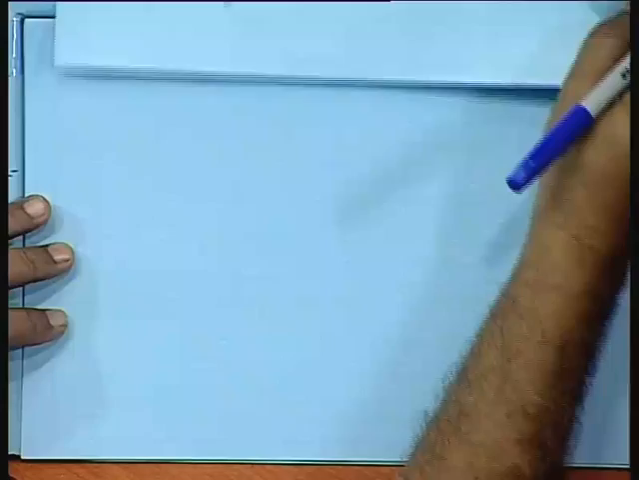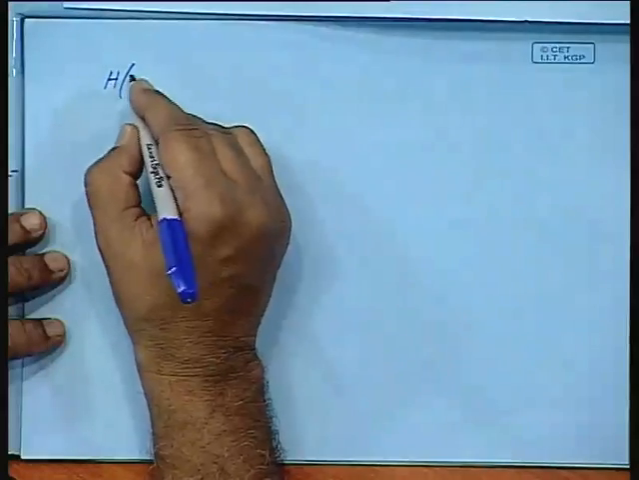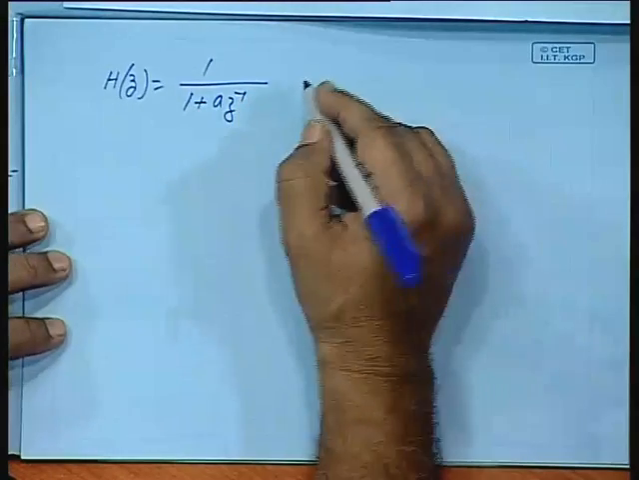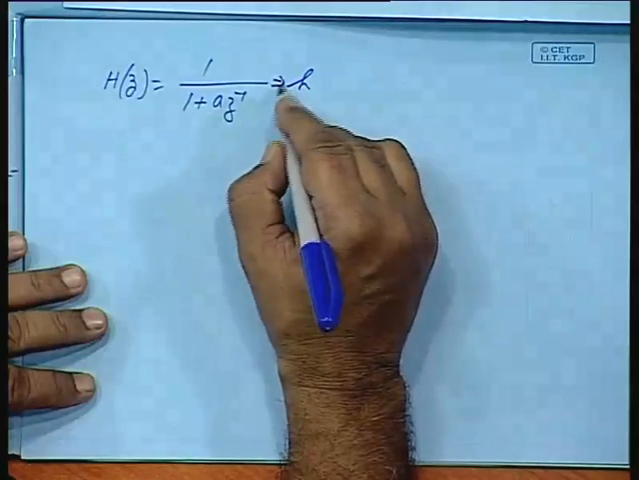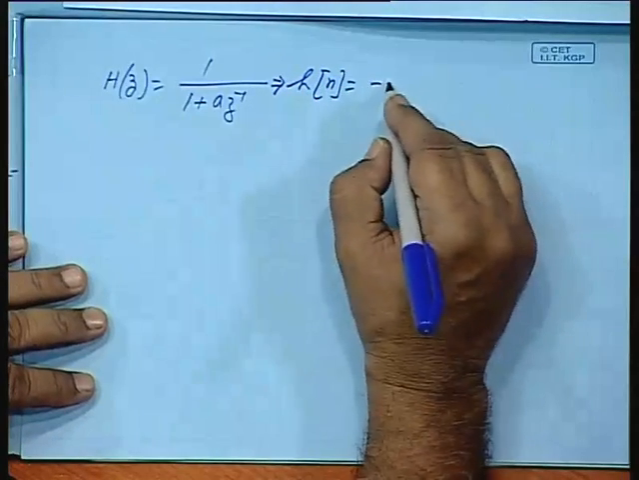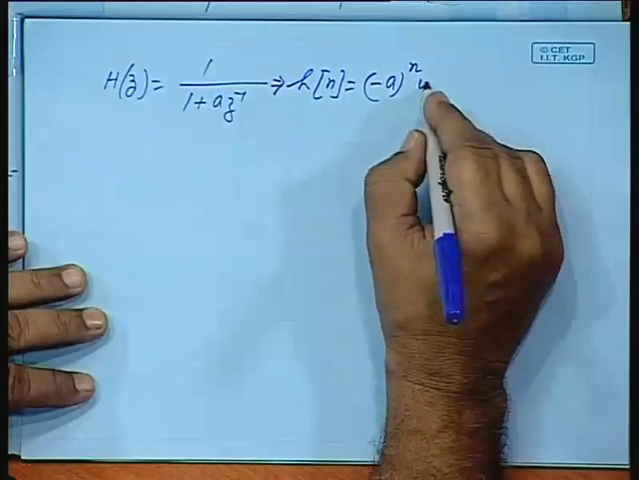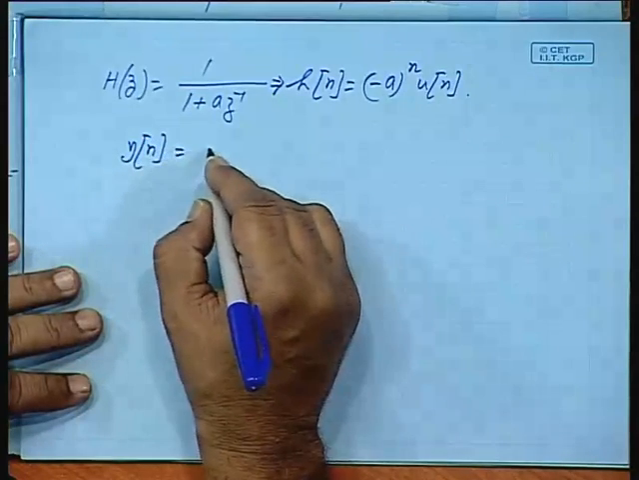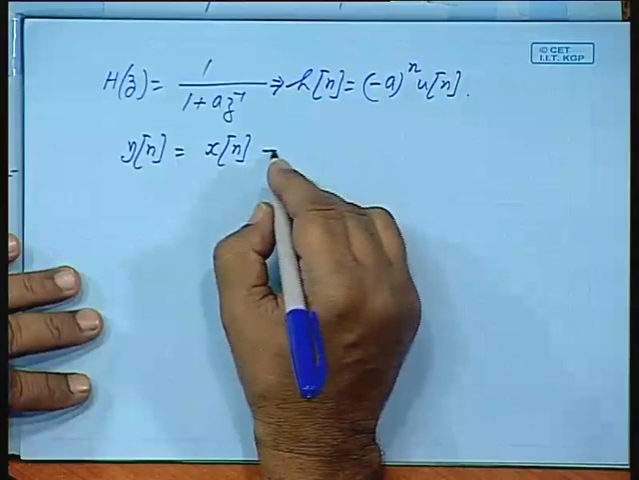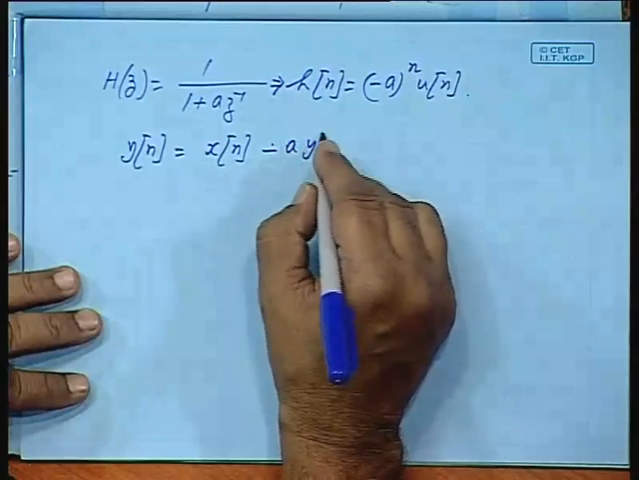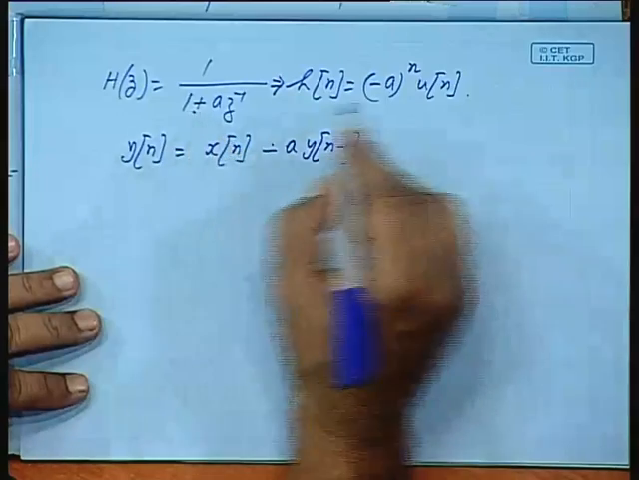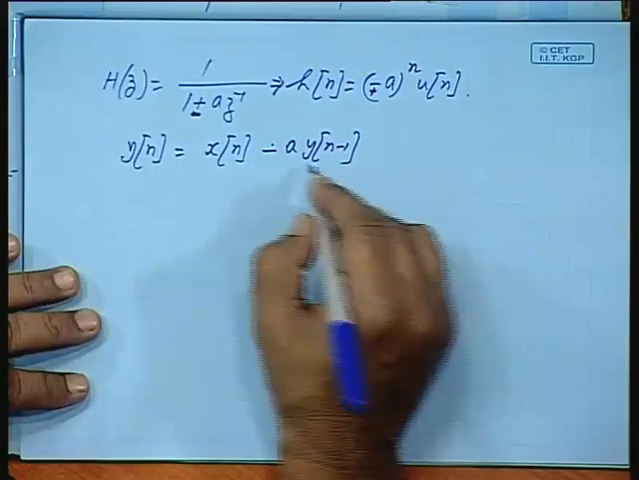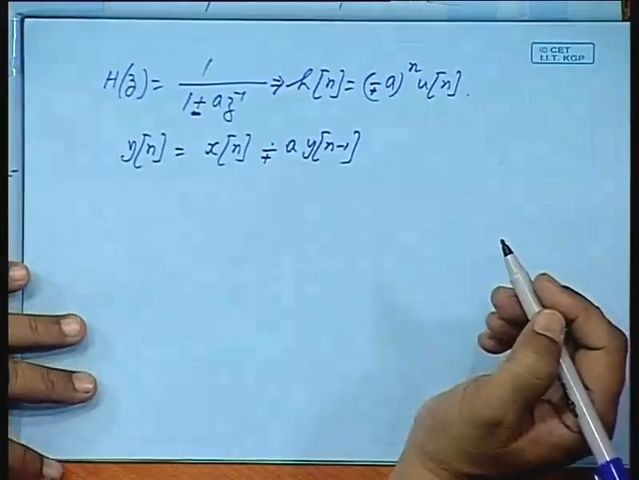Now, if you have truncation, let us see what happens. H(z) is 1 plus A z inverse. What will be the corresponding h(n)? It is minus A to the power n u(n). And we can write the difference equation as y(n) equal to x(n) minus A times y(n minus 1). Had it been minus, I would have got plus here. So, if I have minus here, then it will be minus plus minus plus.